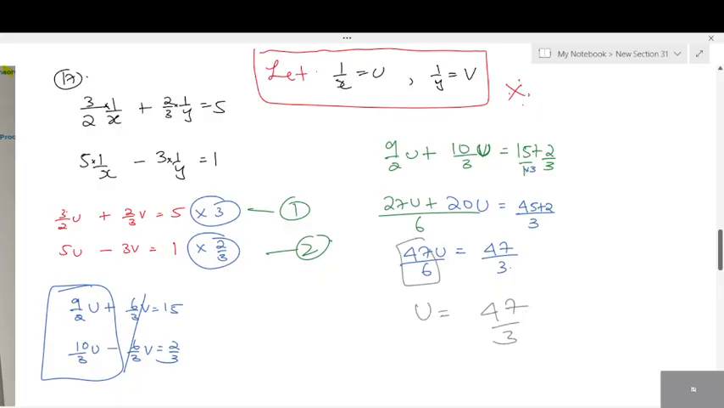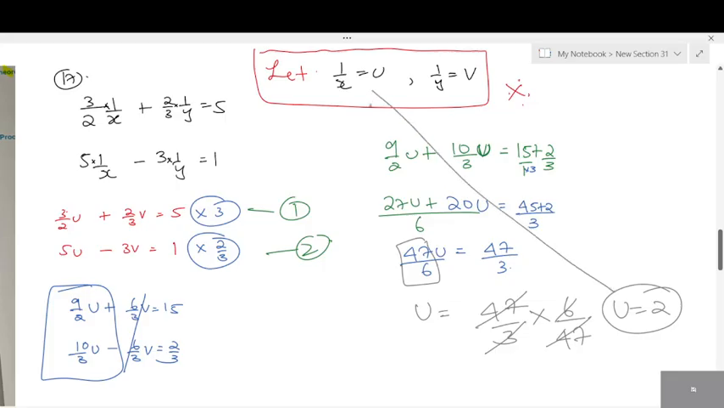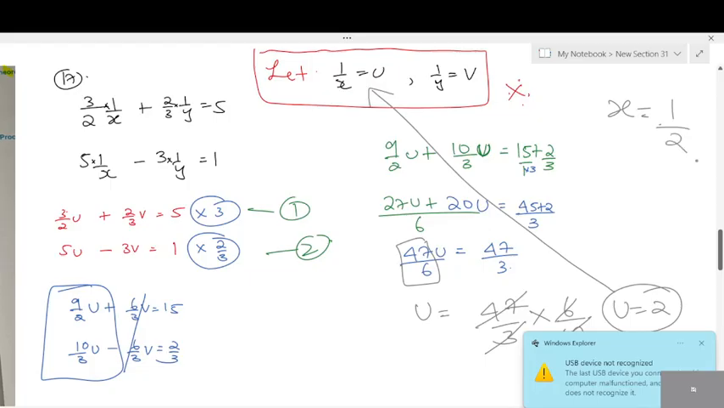So, what happens to this 47 by 6 if it goes to the other side? Not minus. How can it be minus? It becomes 6 by 47, so 6 will get multiplied and 47 will get divided. 47 threes are 3 twos. No, 2. If u is 2, what about x, students? What is x? When you reciprocate 2, what do you get? 1 by 2. 1 by 2 is the answer for x. Is this clear?